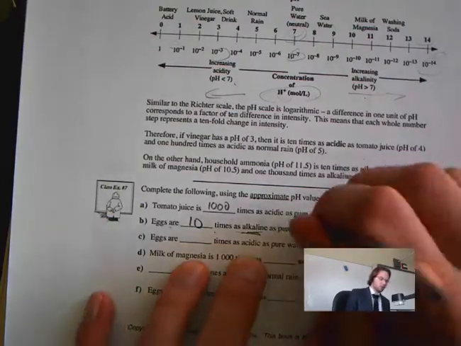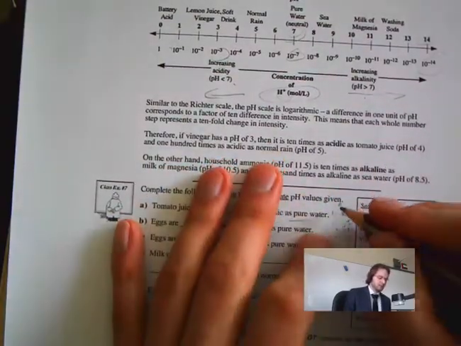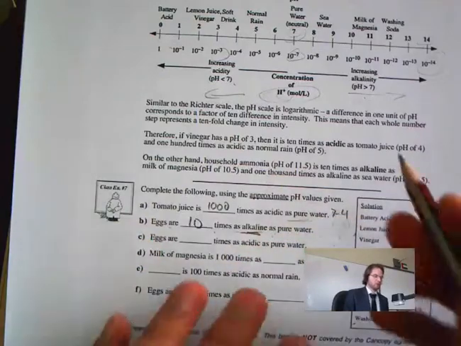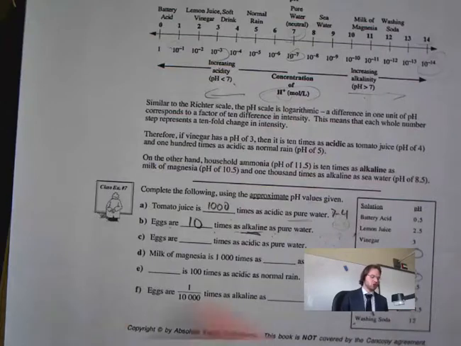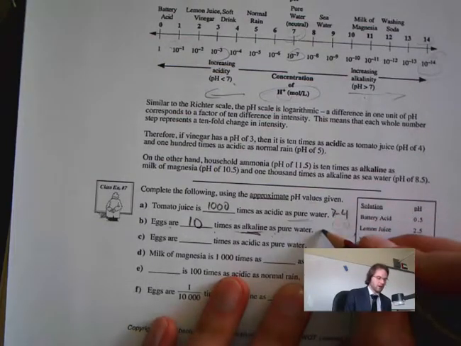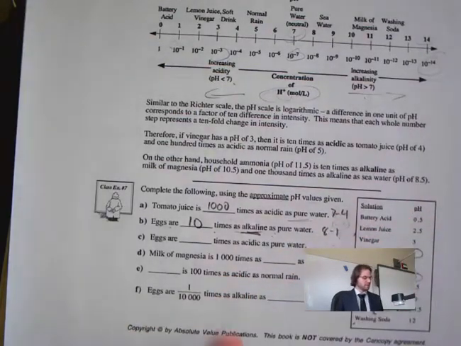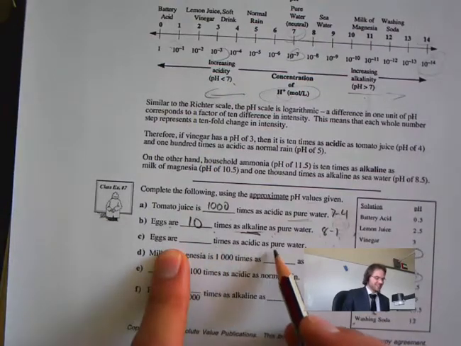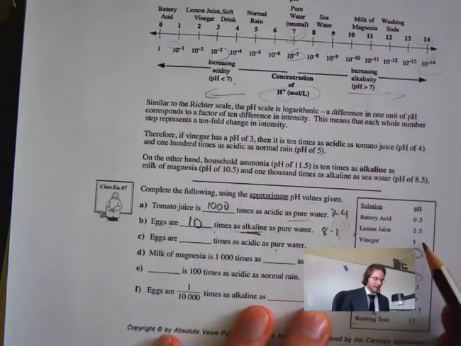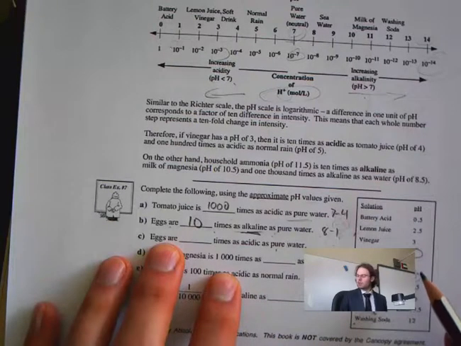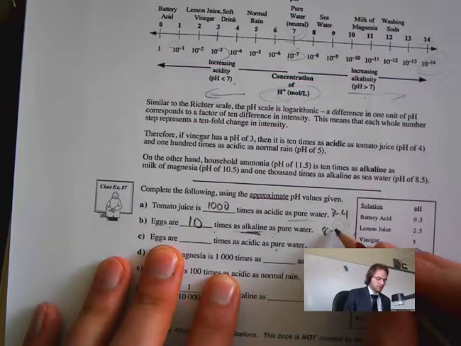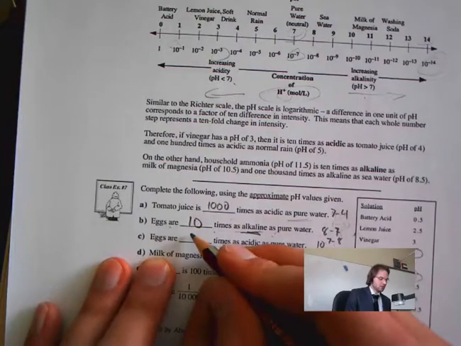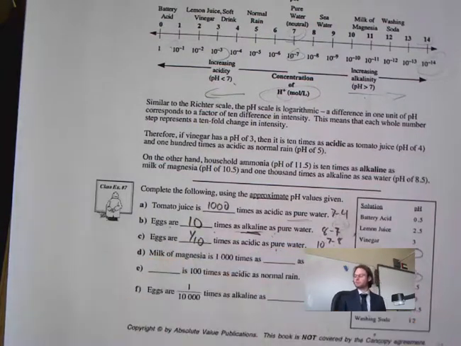In this case, we might even want to switch it for the top one. We could have said 7 minus 4, because we always take the more base, subtract the less, or the more acidic, subtract the less acidic. So if you want to think it that way, this one's going to be 8 minus 7. Now we're going to look at eggs to pure water. How many times more acidic are eggs than pure water? Well, that's the opposite of what we were doing before. So it's going to be 10 to the 7 subtract 8, which is negative 1, which is 1 over 10.